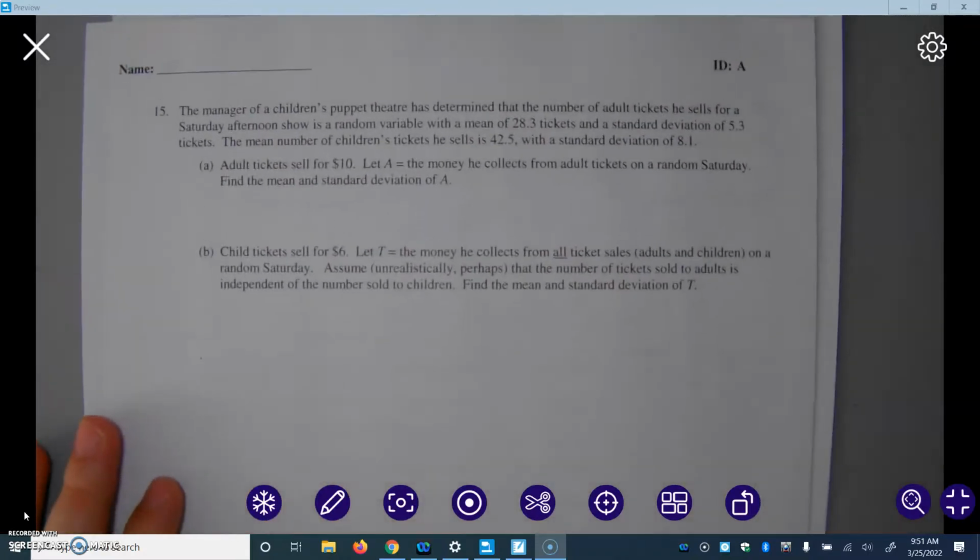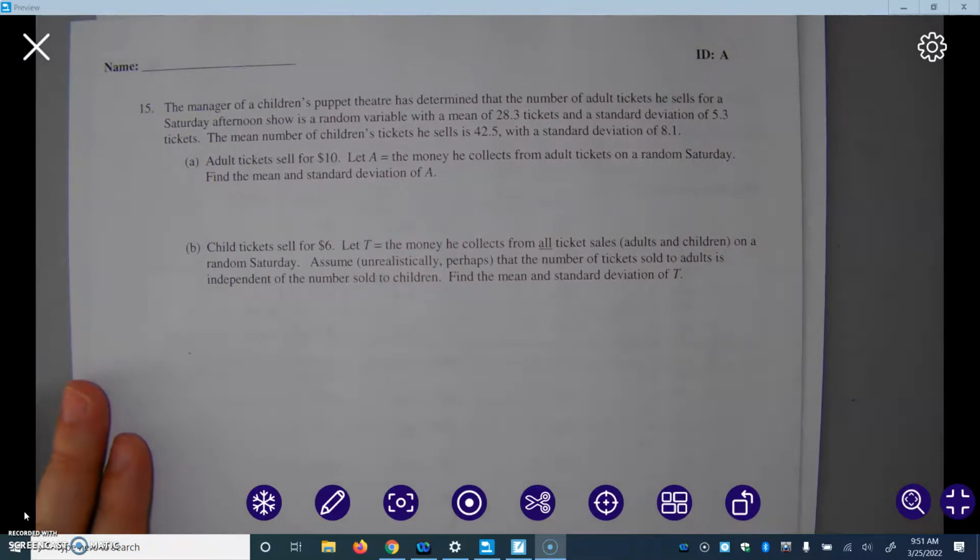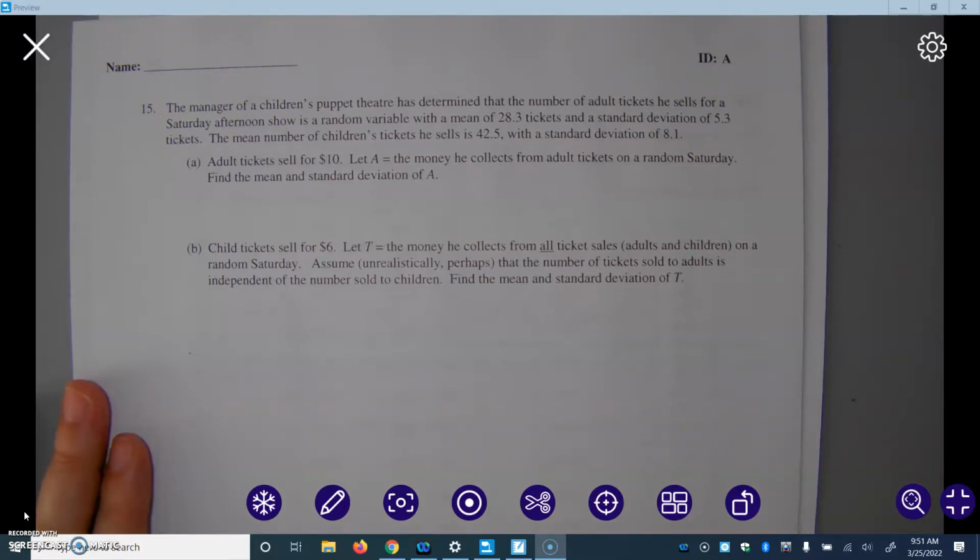All right, and the last one. The manager of a children's puppet theater has determined that the number of adult tickets he sells for a Saturday afternoon show is a random variable with a mean of 28.3 tickets and a standard deviation of 5.3 tickets. The mean number of children's tickets he sells is 42.5 with a standard deviation of 8.1.